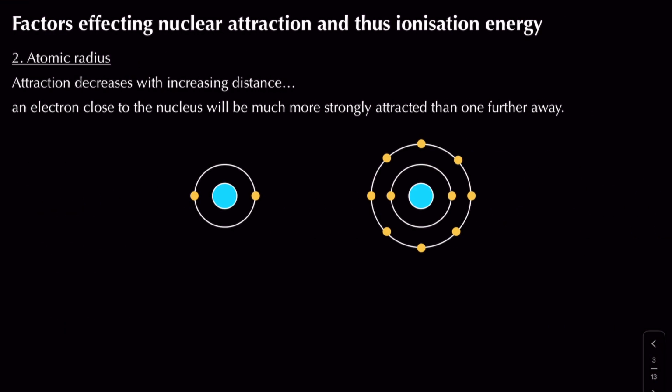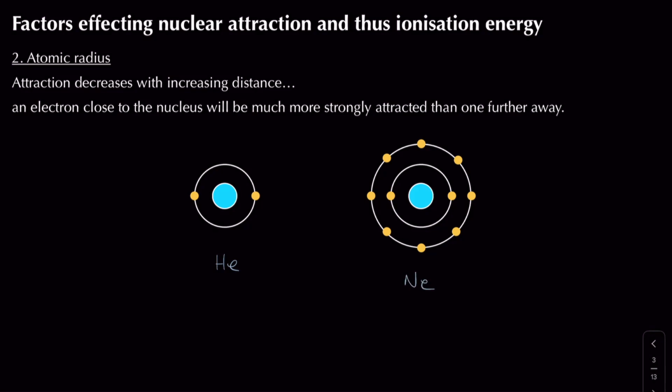atomic radius. If I were to look at atomic radius, I'm talking about the size of the atom. And the further our electrons are away, the weaker the nuclear attraction is going to be. So I've got here two examples of atoms with different atomic radii. In the case on the left, I've got helium. In the case on the right, I've got neon itself.